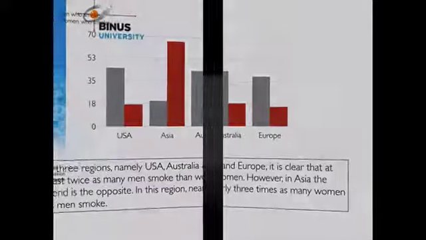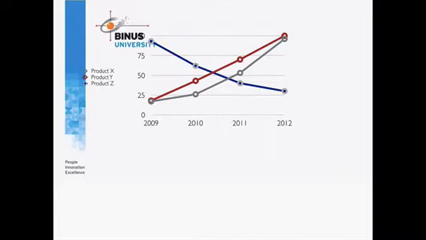So let's look at another example, and this one with a line chart. So here you've got product X, product Y, product Z. X is grey, Y is red, and Z is the blue one. And you can see that they are sales in units over a 4-year period: 2009, 2010, 2011, and 2012. So once again, look at that graph and think, well, what are the main trends?